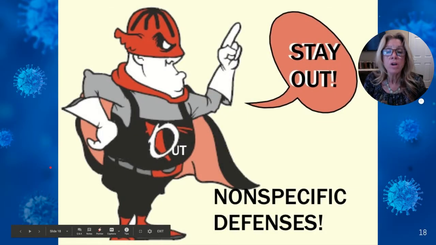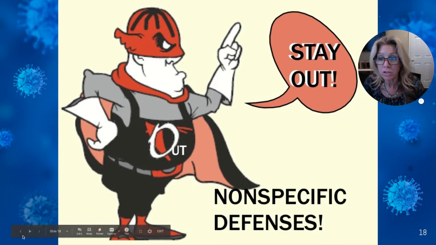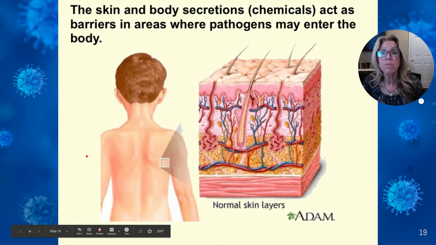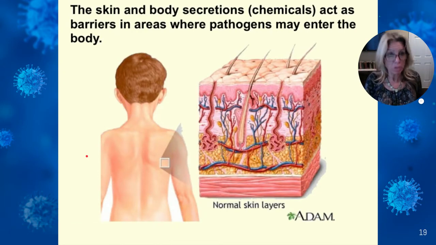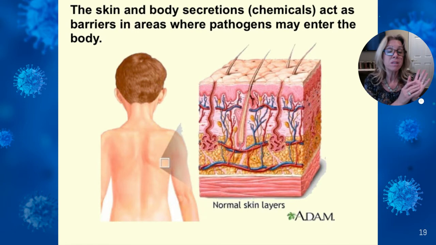Okay. Now, the first thing you would like to do is not to have an invader in your body, right? To keep things out of your body. So let's address those first. So the skin and body secretions, chemicals from your body can act as barriers where pathogens might want to enter. So you want your skin to be intact, right? If you get a cut in your skin, what do you do? You clean it with an antiseptic, maybe some hydrogen peroxide, or put some Neosporin on it, because now your body has been opened due to that cut and bacteria could get in that way. So we want to keep our skin intact.